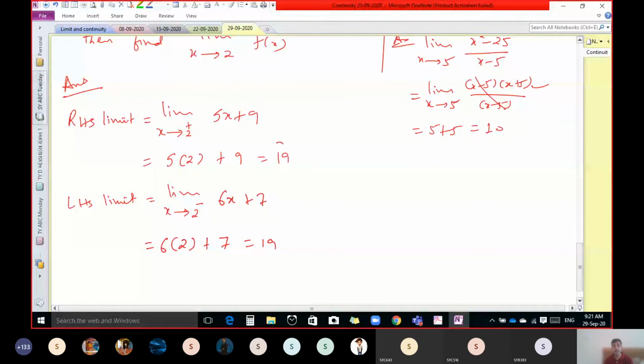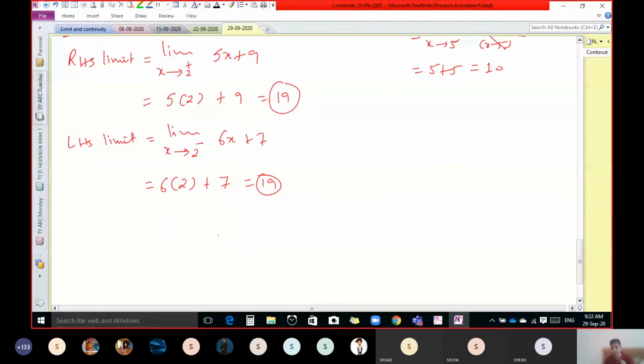Now check the right hand side value and left hand side value. Check, are they equal? If the answer is yes, then we can say that the limit of the function is 19. Here, right hand side limit equal to left hand side limit. Therefore, we can say that limit x tends to 2 f of x equal to 19. This is our answer.